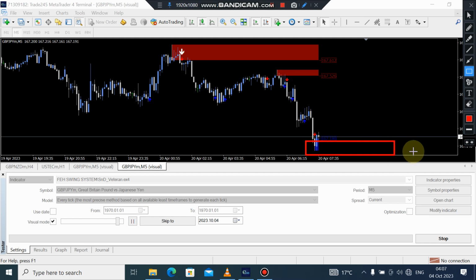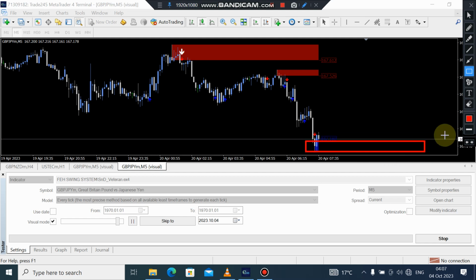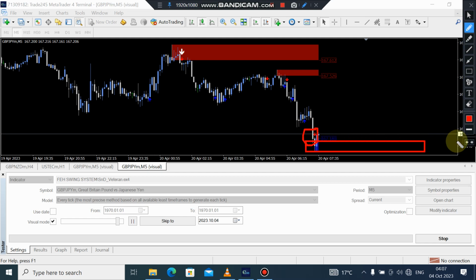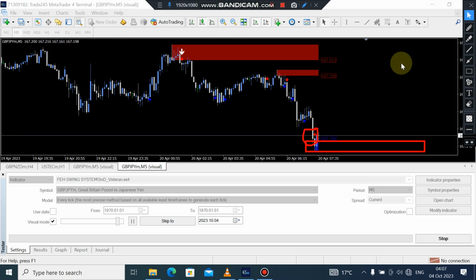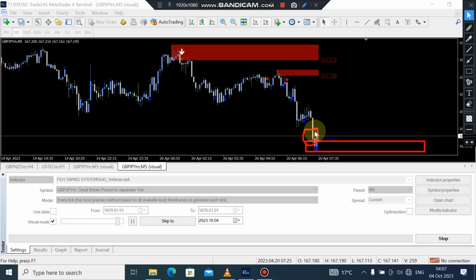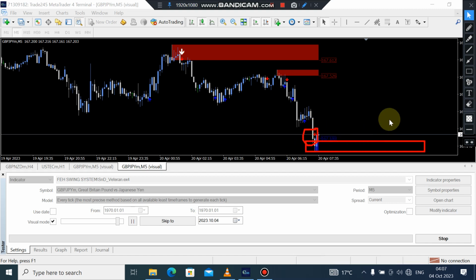You see, this is a support zone, but it's a demand. And you get this again, you get what? You get this red arrow. Do you enter more sell trades, or what do you do? Let me tell you, you don't enter more sell trades. Why? Because this arrow here appeared at a demand. You don't want this arrow to appear at a demand, you want it to appear at a supply.